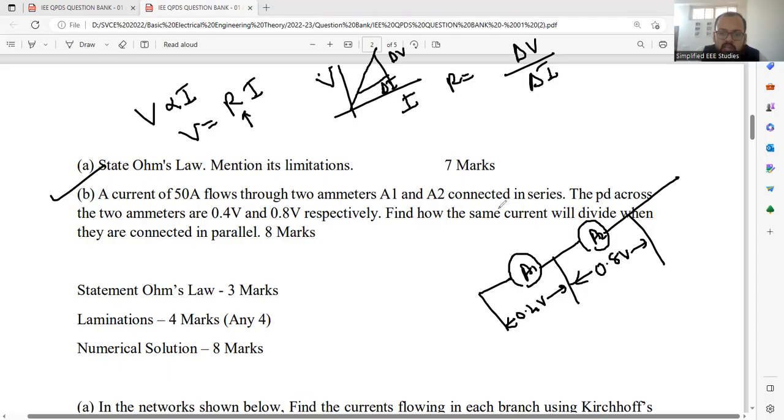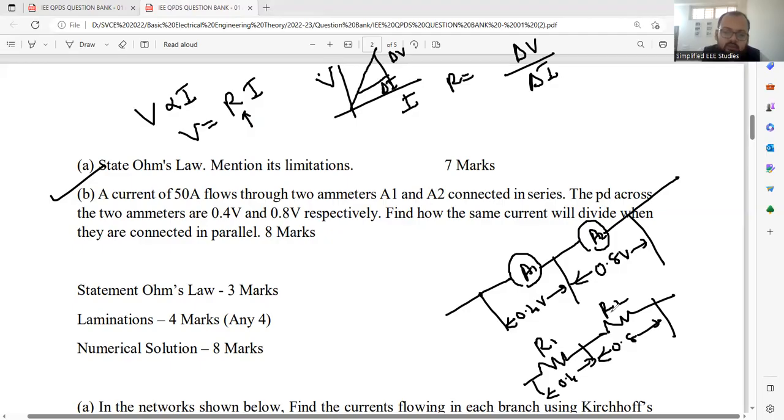Find how the same current will divide when they are connected in parallel. Okay, so initially it was in series, right? So anyway, an ammeter offers a certain resistance. Let me call it R1, and this is R2. I know the voltages: 0.4 and 0.8. A current of 50 ampere is flowing. I can mark 50 ampere here also, both are the same. So current is given, total current is available. Similarly, the total voltage drop is also available. How to calculate total voltage drop?